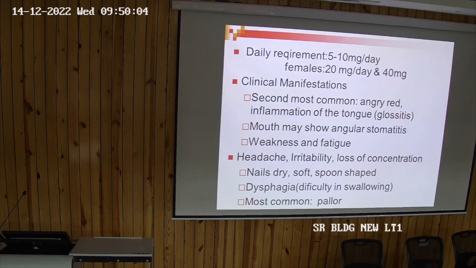Clinical manifestations: the tongue becomes inflamed and reddish in appearance, glossitis, sores are seen in the mouth or oral cavity, weakness and fatigue, headache, irritability, loss of concentration, nails become dry, soft and spoon-shaped, difficulty in swallowing, and the most common is paleness. So the special symptoms of iron deficiency anemia have emphasis on the tongue or the oral cavity.